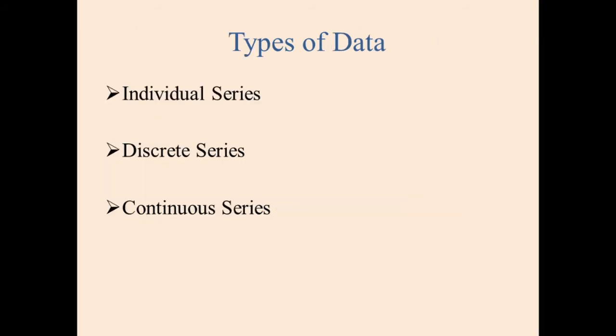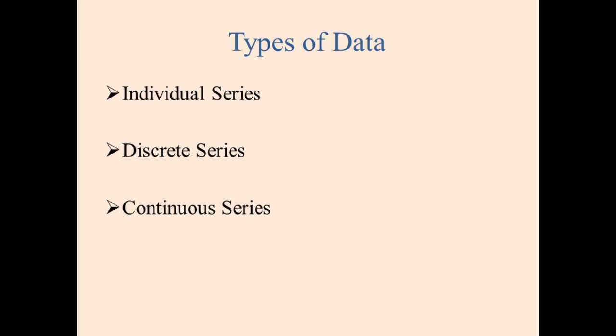There are three types of data. One is individual series, number two discrete series, and the last one is continuous series. Individual series means we have only one set of variable, that is x variable, that is also known as raw data. When we have the raw data in smaller values, we can use this set of method.